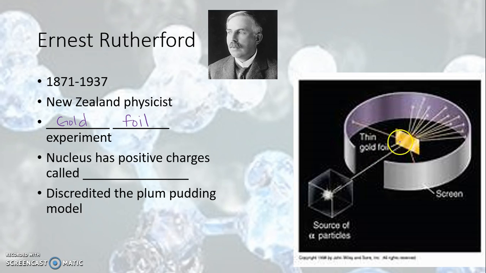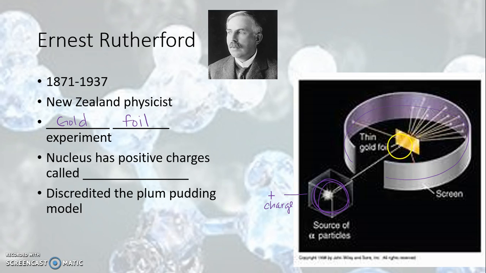And so what he did was he set it up here with a piece of gold foil, and he had a source of alpha particles over here, which, if you don't know anything about alpha particles, they have a positive charge. And he would emit these alpha particles towards the gold foil. And he had a screen that went around it that would detect if the alpha particles would go through.